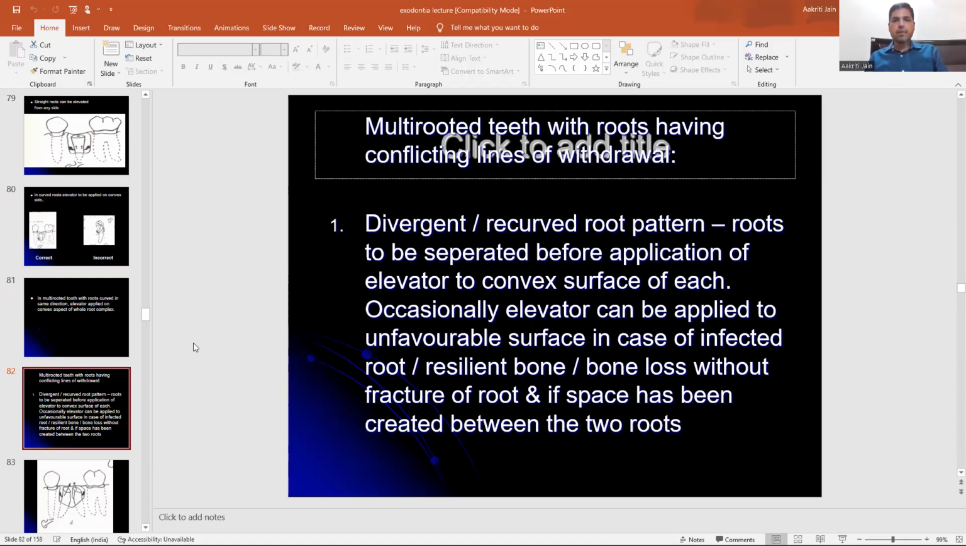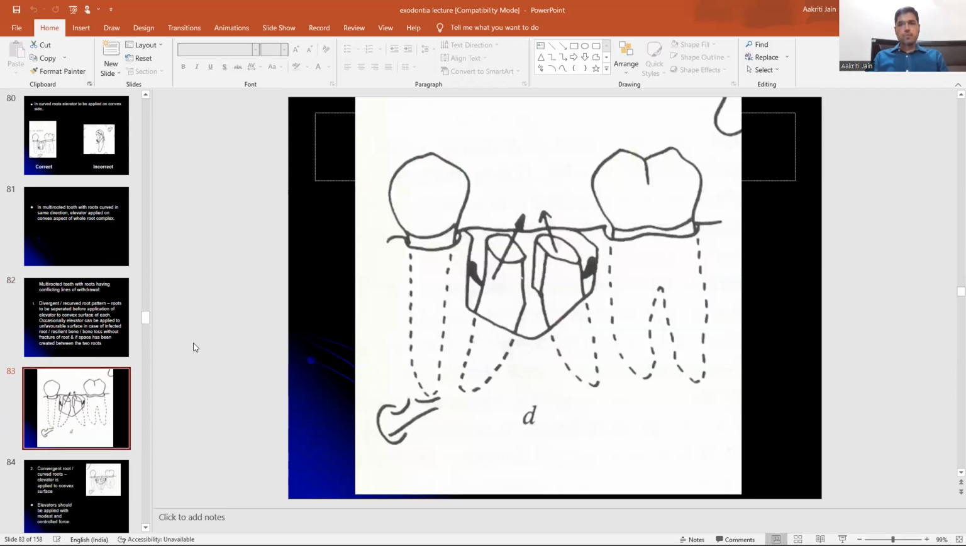1. Divergent or recurved root pattern. Roots are to be separated before application of the elevator to the convex surface of each. Occasionally, elevators can be applied to an unfavorable surface in case of an infected root, resilient bone, bone loss without fracture of the root, or if space has been created between the two roots. Now, this is how you remove the different fractures of those roots.